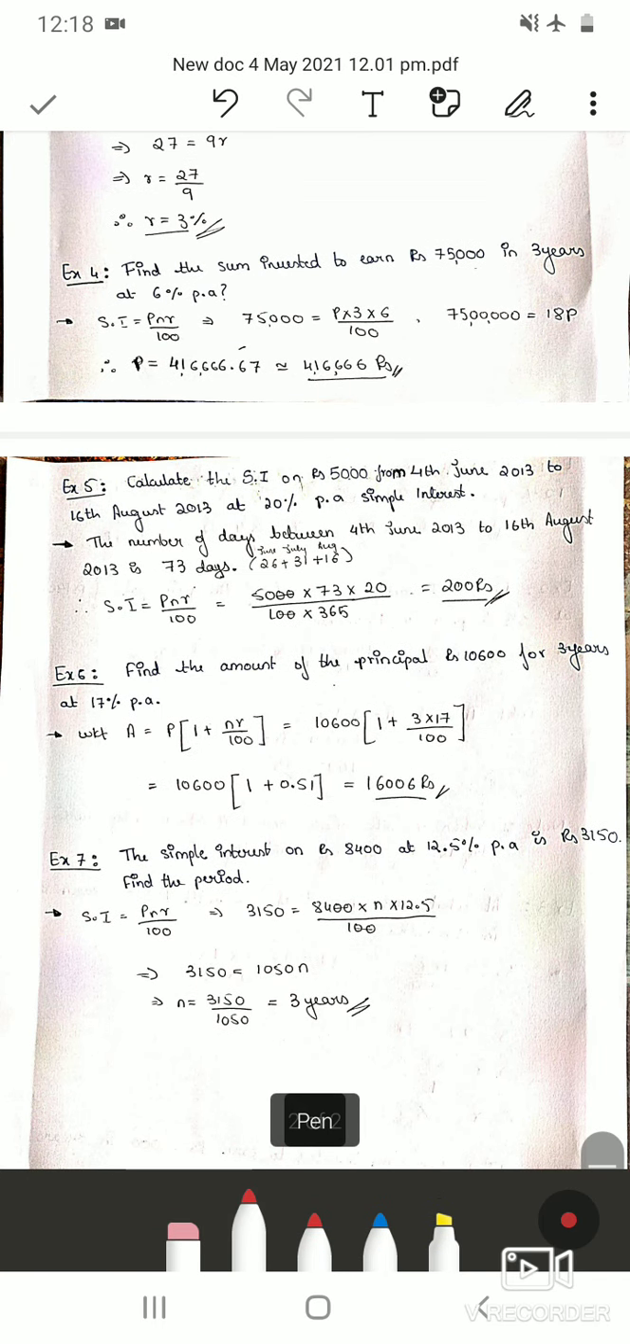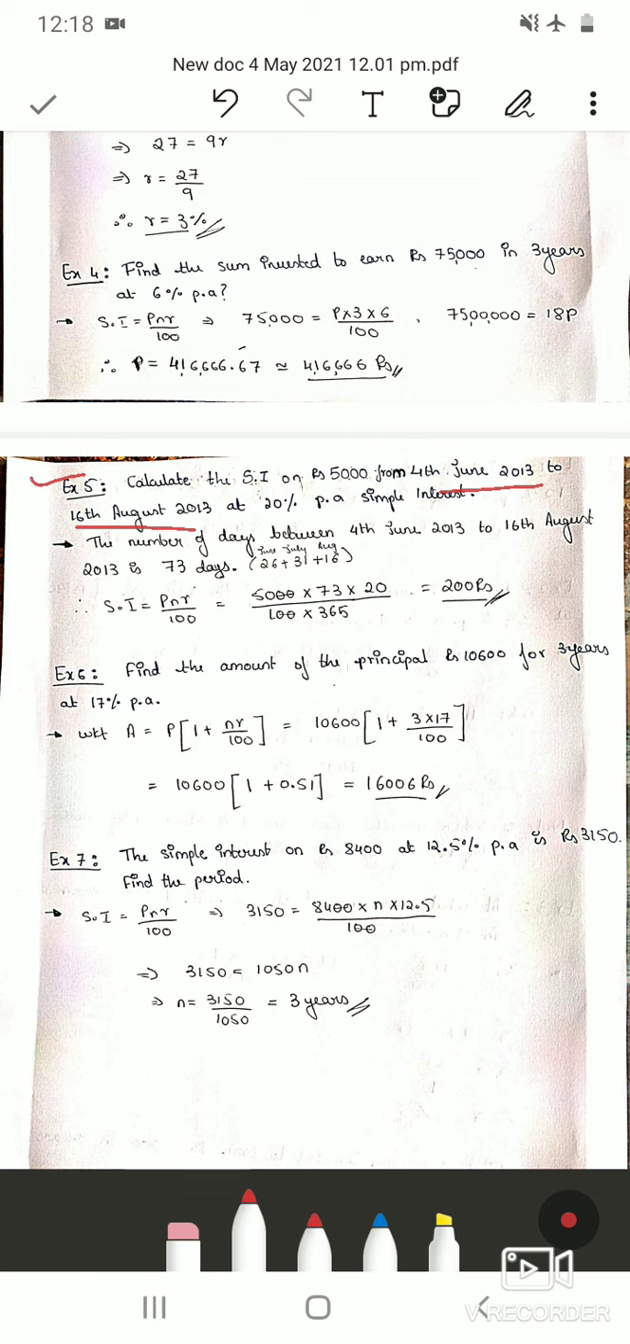So let us see the fifth problem. Calculate simple interest on rupees 5,000 from 4th June 2013 to 16th August 2013 at 20% per annum simple interest. In this question they have given the principal amount and the rate, but the period or the time they have given in terms of date or days. So first let us find out how many days there are from 4th June 2013 to 16th August 2013.